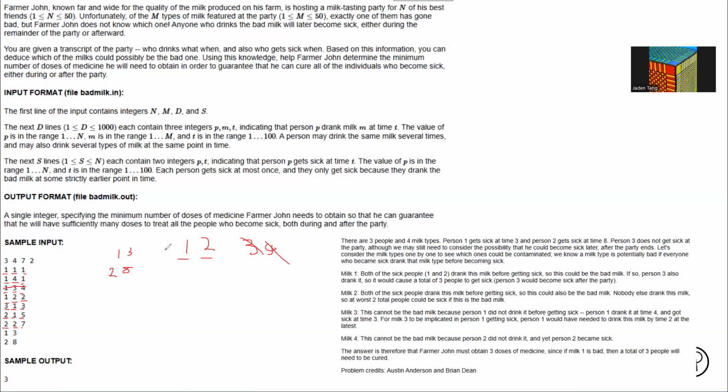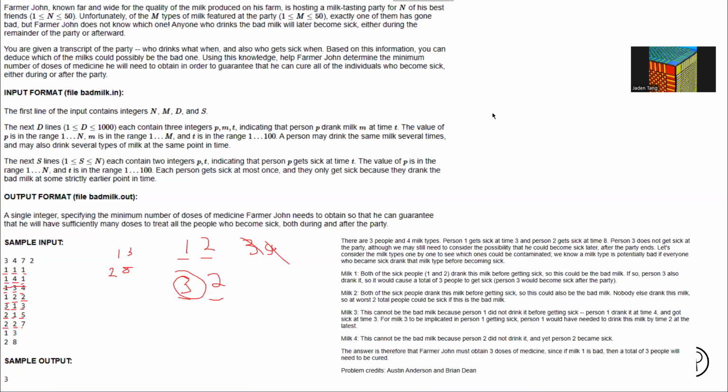And then looking at it, three people drank milk one, so you would need three doses for this. And two people drank milk two, so you need two for this. The maximum between three and two is three, so the answer is three.